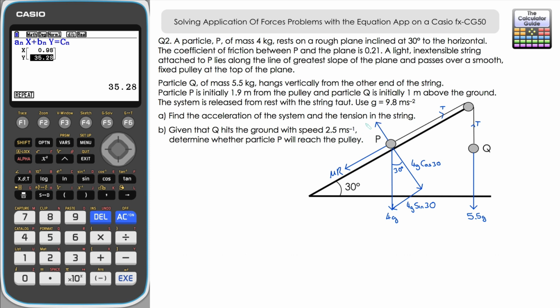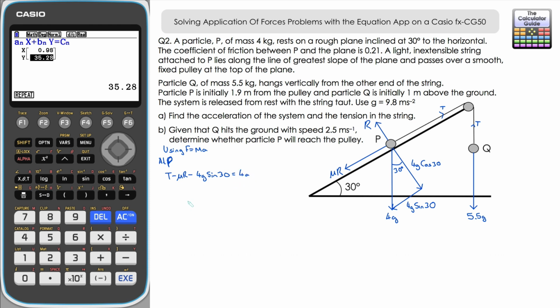We're going to use F equals ma once more. Let's form an equation at P. So the direction of movement will be towards the pulley, so we'll make that positive. So we'll say that T is positive here, and then what's working against it? Well, the friction force, which is minus mu R, and then the parallel component of the weight, which is minus 4g sine 30, and that will equal, and then we've got ma, so that's 4a.